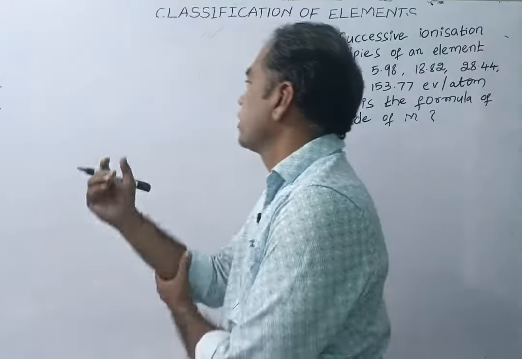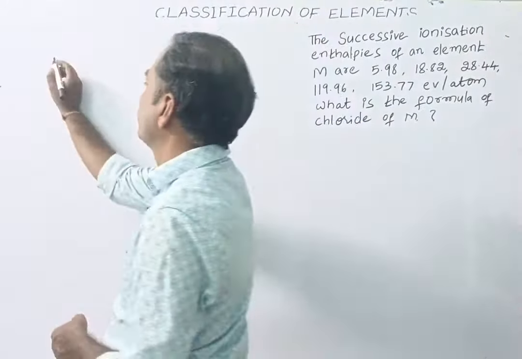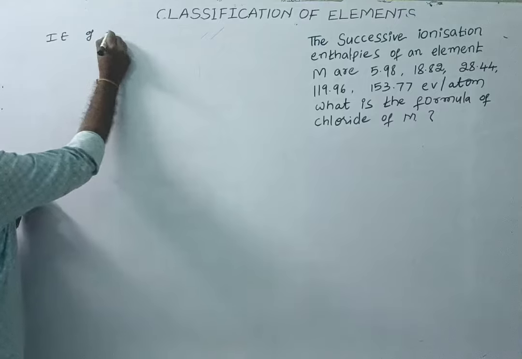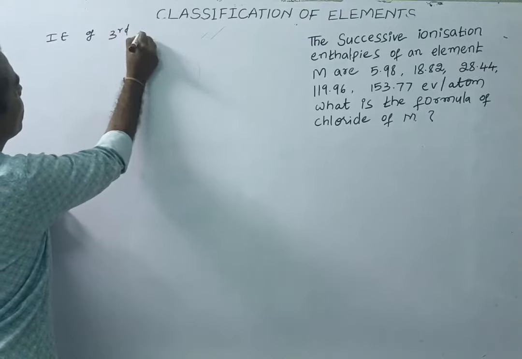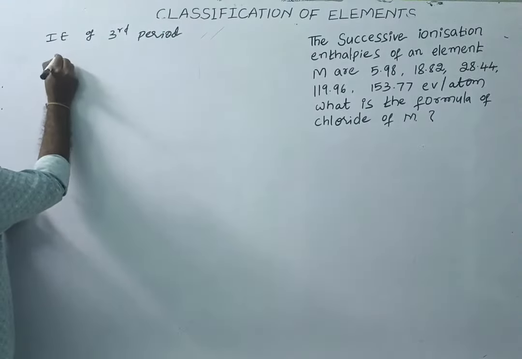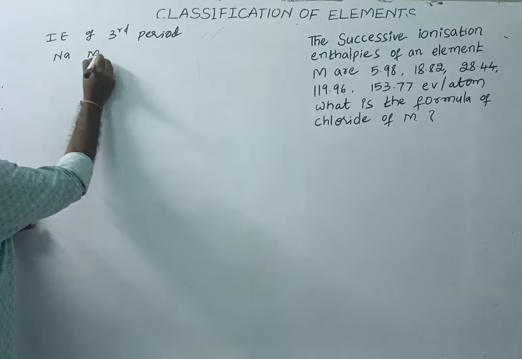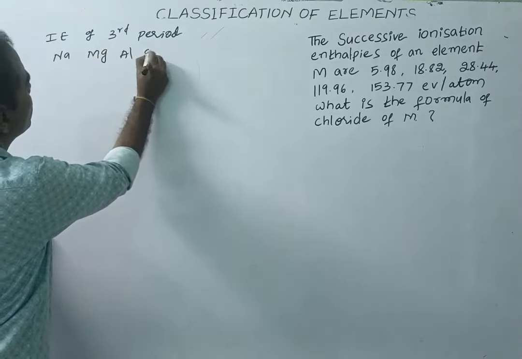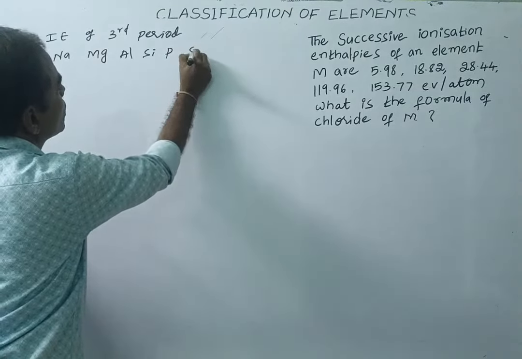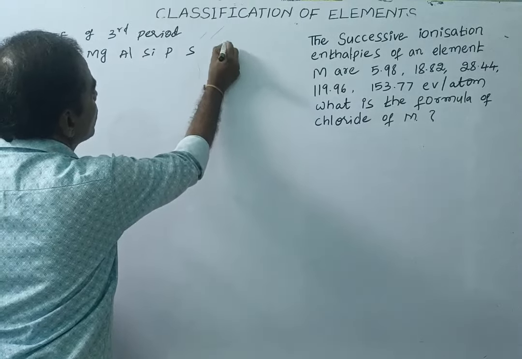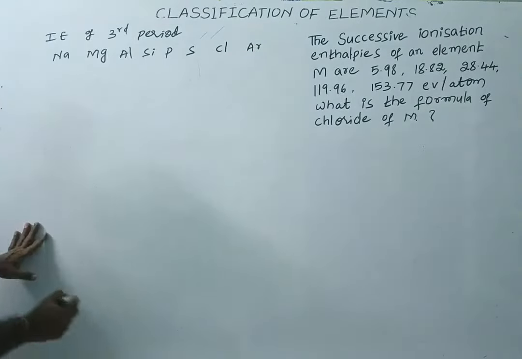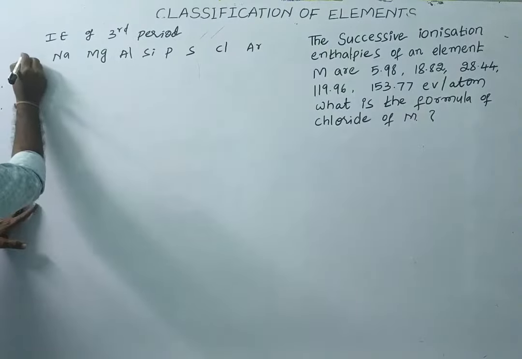See students, the next one is the ionization potential order for third period elements. Ionization energy of the third period. Third period elements: sodium, magnesium, aluminium, silicon, phosphorus, sulfur, chlorine, argon.